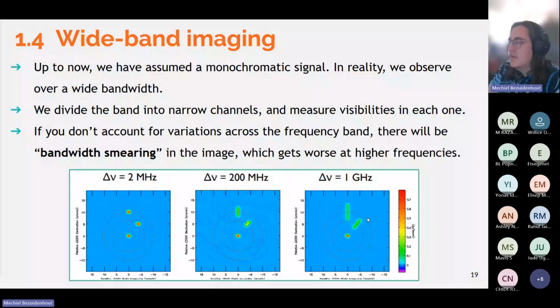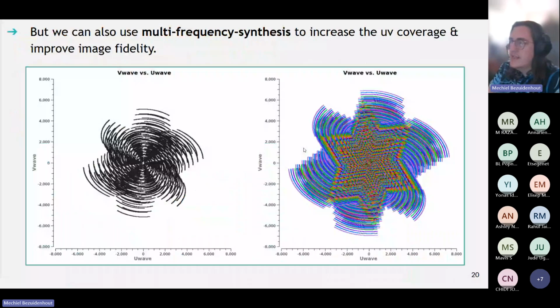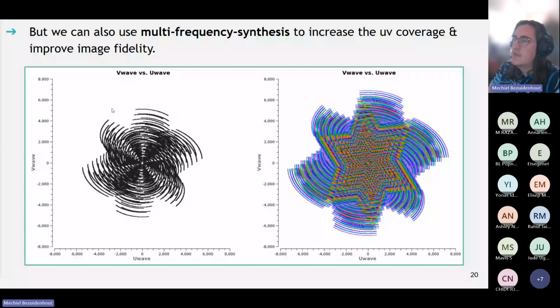So there's a downside to the multi-frequency effect, but there's also a positive to it, which is that we can use what's called multi-frequency synthesis to increase the UV coverage and improve the image fidelity. So for example, these are some UV coverage tracks using VLA. On the left, using only a single frequency, and then on the right, using multiple frequencies. So each color here represents a UV sample using a different frequency channel.